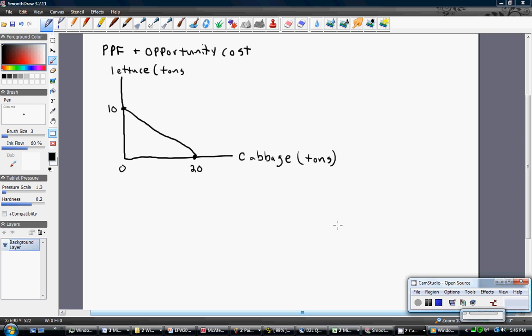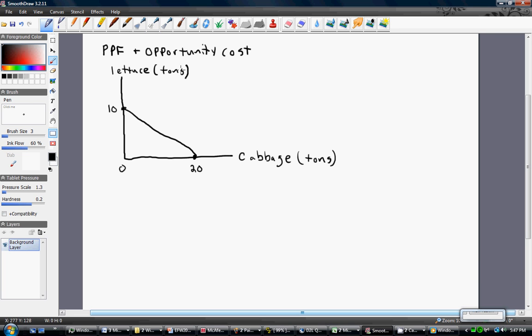Our goal now is to calculate the opportunity cost of producing one more unit or one more ton of cabbage, and then to calculate the opportunity cost of producing one more unit or one more ton of lettuce. We discussed a simple formula that will calculate these opportunity costs for us, and the formula was given something like this. I'll just write it out here.